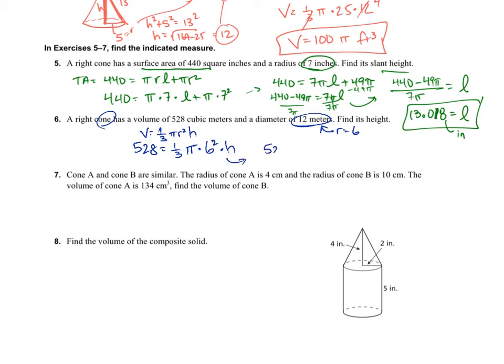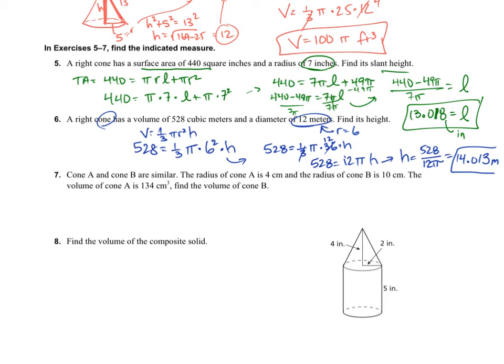So this becomes 528 equals 1/3 pi times 36 times h. This will reduce with this to be 12. So then I will get 528 equals 12 pi times h. So h will be this 528 divided by 12 pi. And let's do that as a decimal. So this 528 divided by 12 times the 3.14 gives me 14.013, and those are meters.